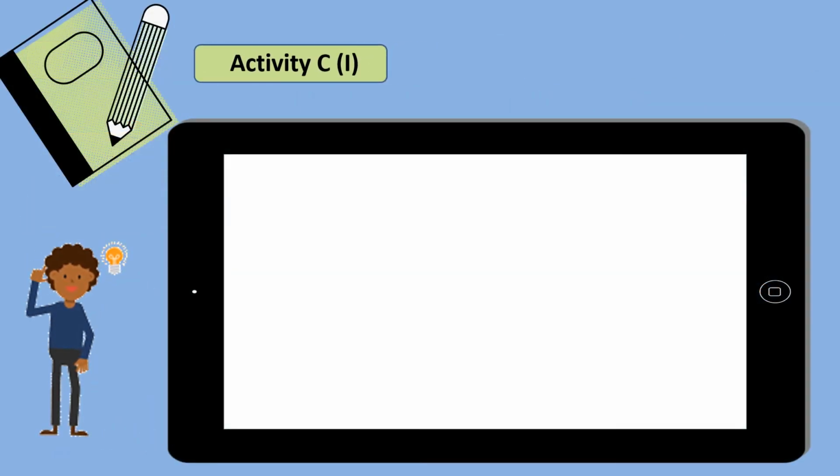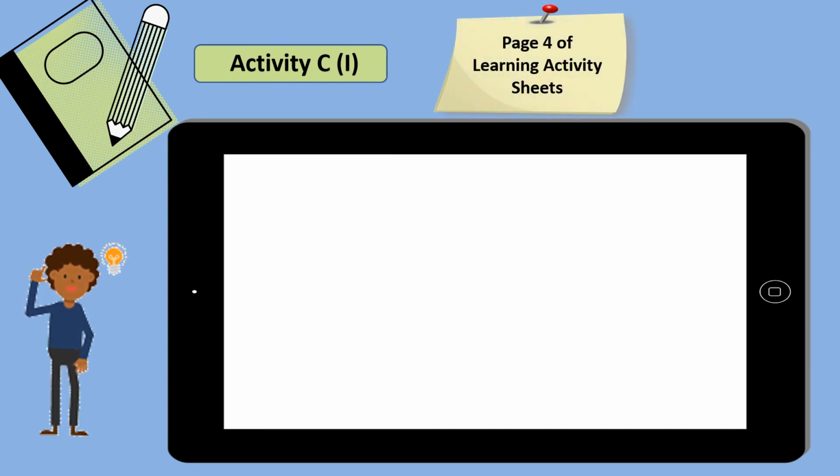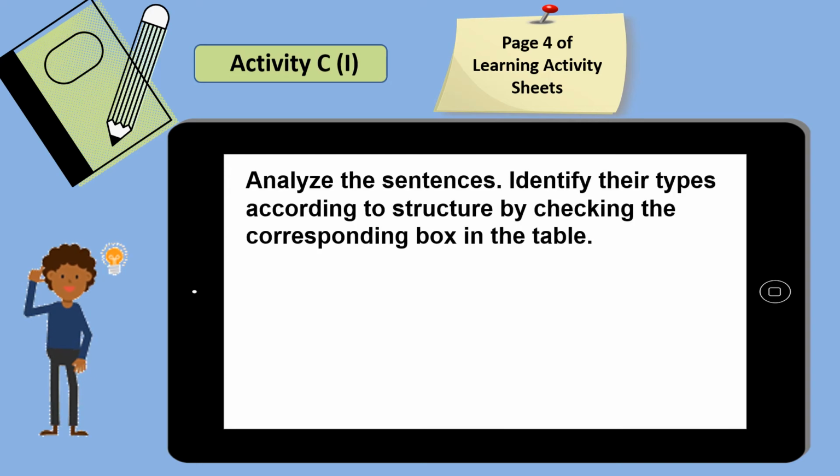It's time for us to do Activity C. Just a reminder, Activity C is divided into two parts. So at this moment, let's do the first part, which is found on pages 4 to 5 of your learning activity sheets. Analyze the sentences. Identify their types according to structure by checking the corresponding box in the table.